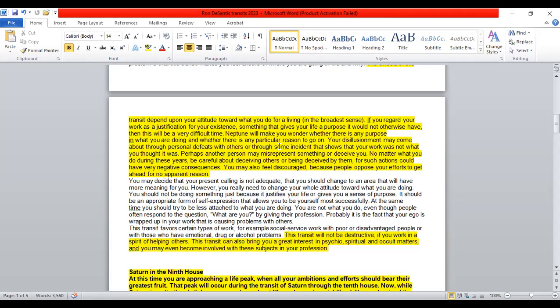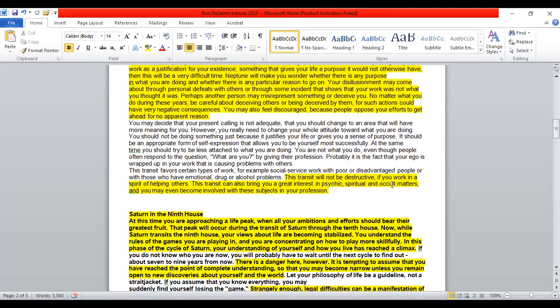Your disillusionment may come about through personal defeats with others or through some incident that shows your work was not what you thought it was. Perhaps another person may misrepresent something or deceive you. No matter what you do during these years, be careful about deceiving others or being deceived by them, for such actions could have very negative consequences. You may also feel discouraged because people oppose your efforts to get ahead for no apparent reason. You may decide that your present calling is not adequate, that you should change to an area that will have more meaning to you, and so on. Okay.